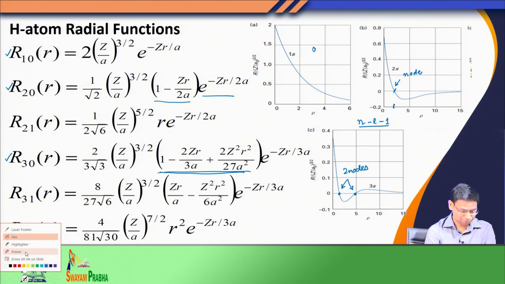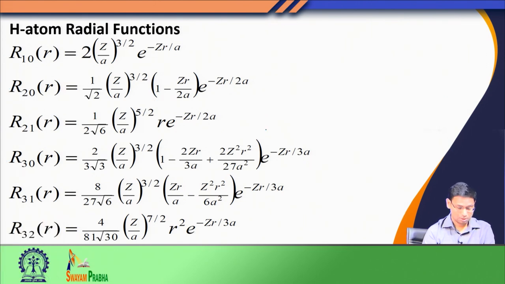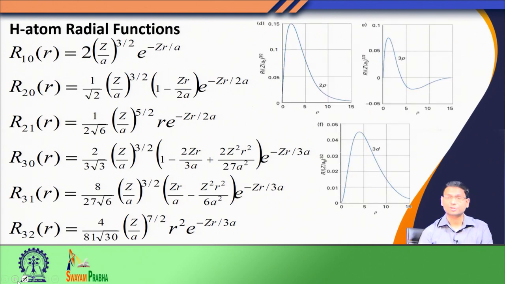So far we discussed the s type of orbitals. Please note that in all the s orbitals at r equals 0, the radial function is not 0, rather it has some finite value, because when r becomes 0, we would have some constant that would come up here. Now, we will look at some other functions. Here, I am showing the radial functions for 2p orbital, 3p orbital and 3d orbital.